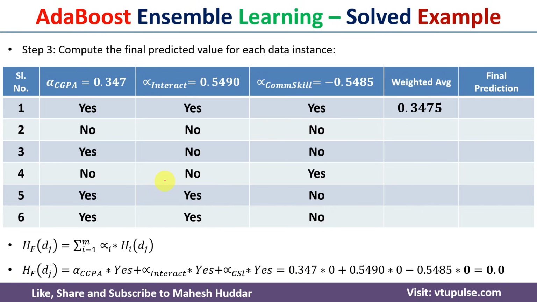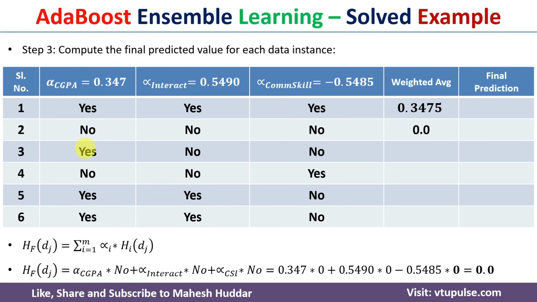Now, I will consider the second example. In the second example, all these values are no here. Because it is no, I have written no everywhere. Whenever it is no, it will be 0 we have to consider. And once you solve this equation, you will be getting 0 as the weighted average in this case. That is what I have written here. Similarly, we have to repeat it for the remaining examples in this case. Once you repeat it, we will be getting the final values something like this.